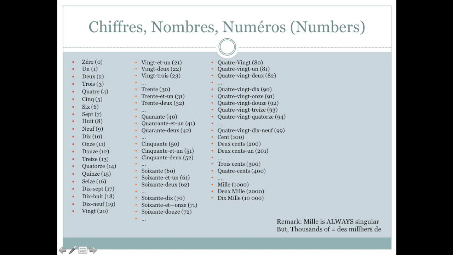Remark, mille is always singular, but thousands of is des milliers de.